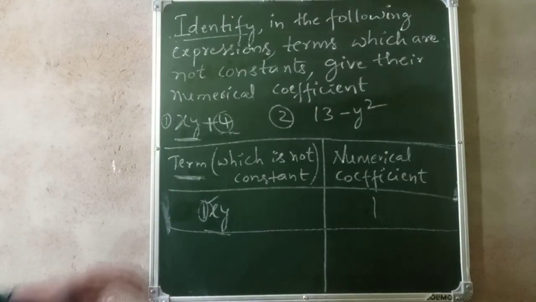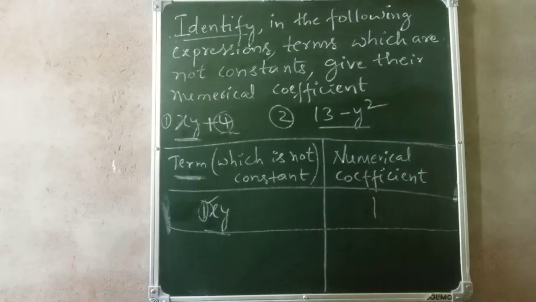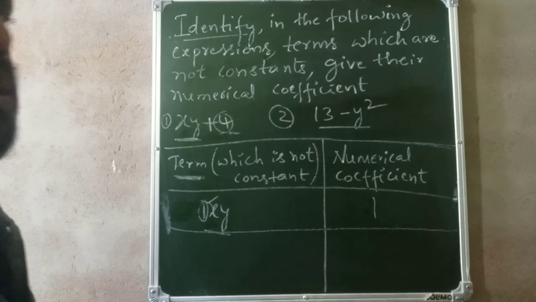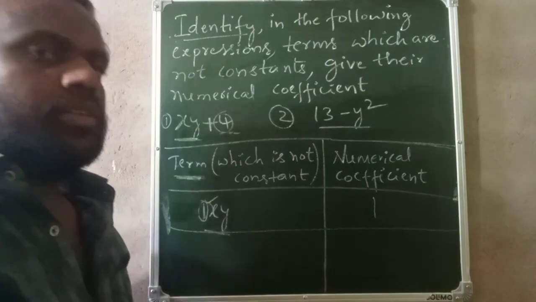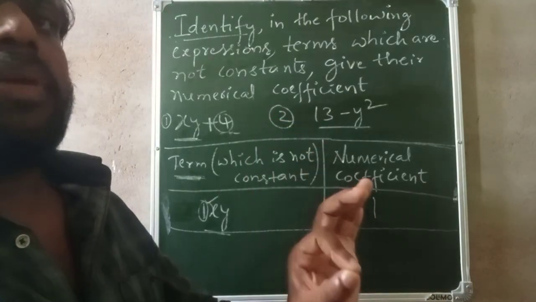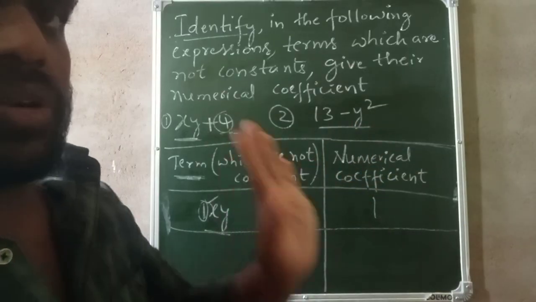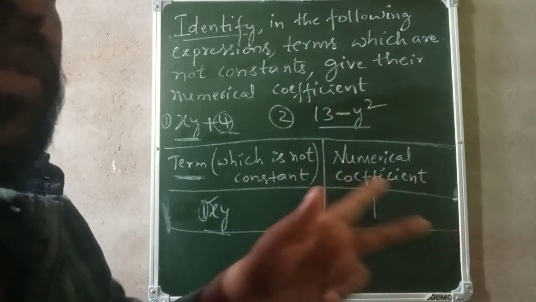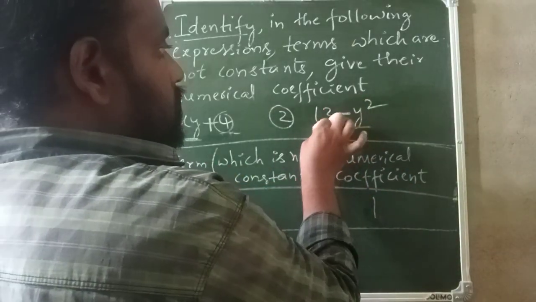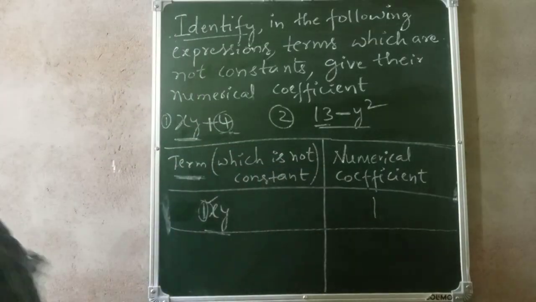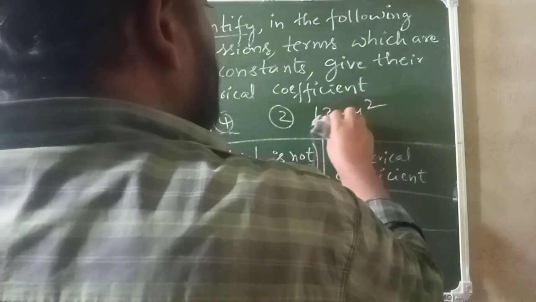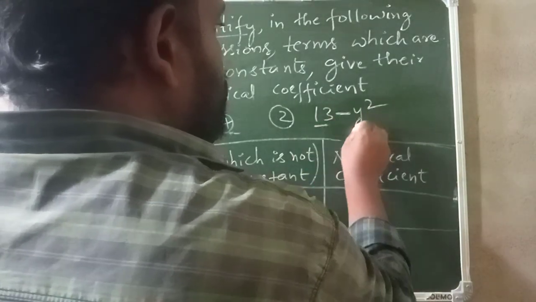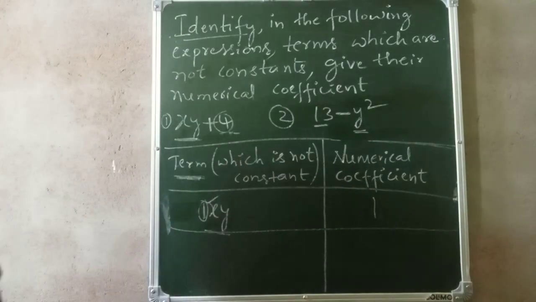Next we will see this. So see this term which is not constant. Here we have to identify the term which is not constant. I said terms are separated by the plus or minus sign. Here plus sign is not there, but minus sign is there. Since this minus sign separates the terms, this is one term, this is another term. There are two terms that are there.